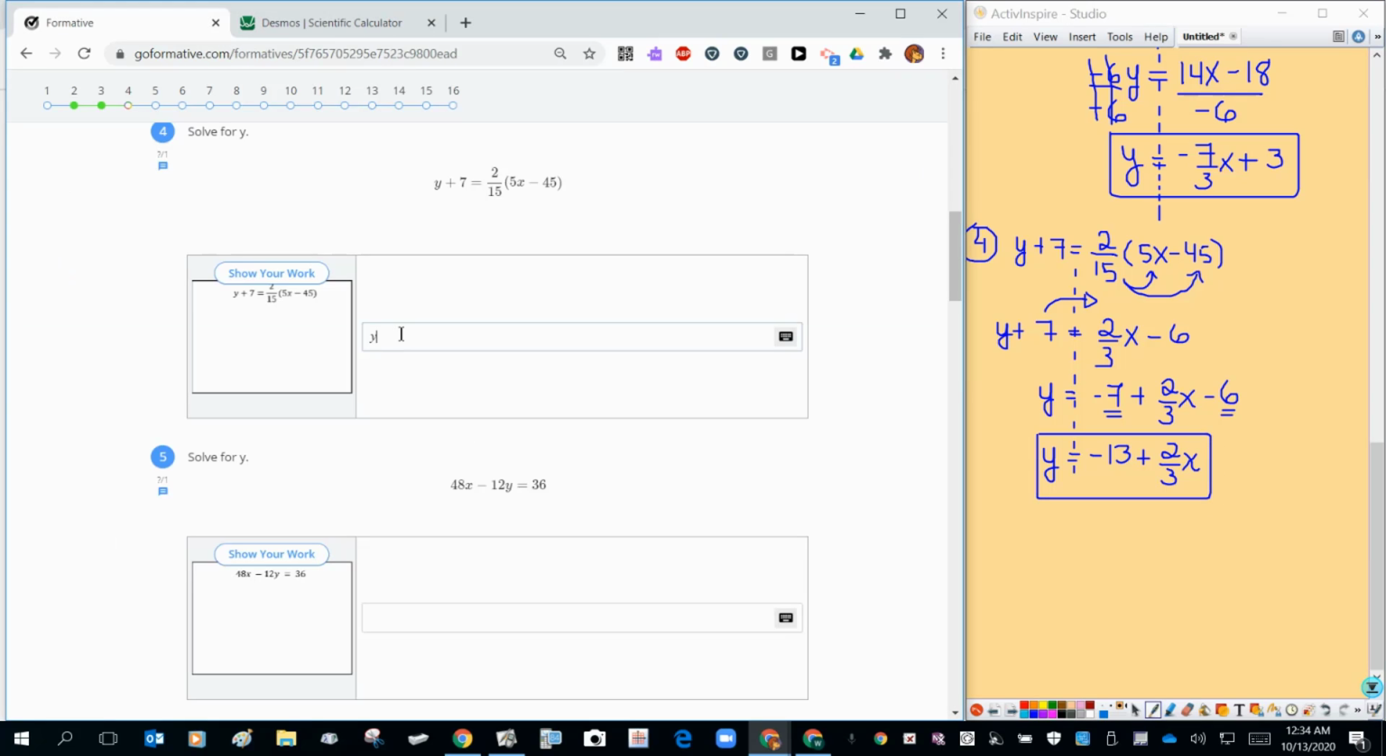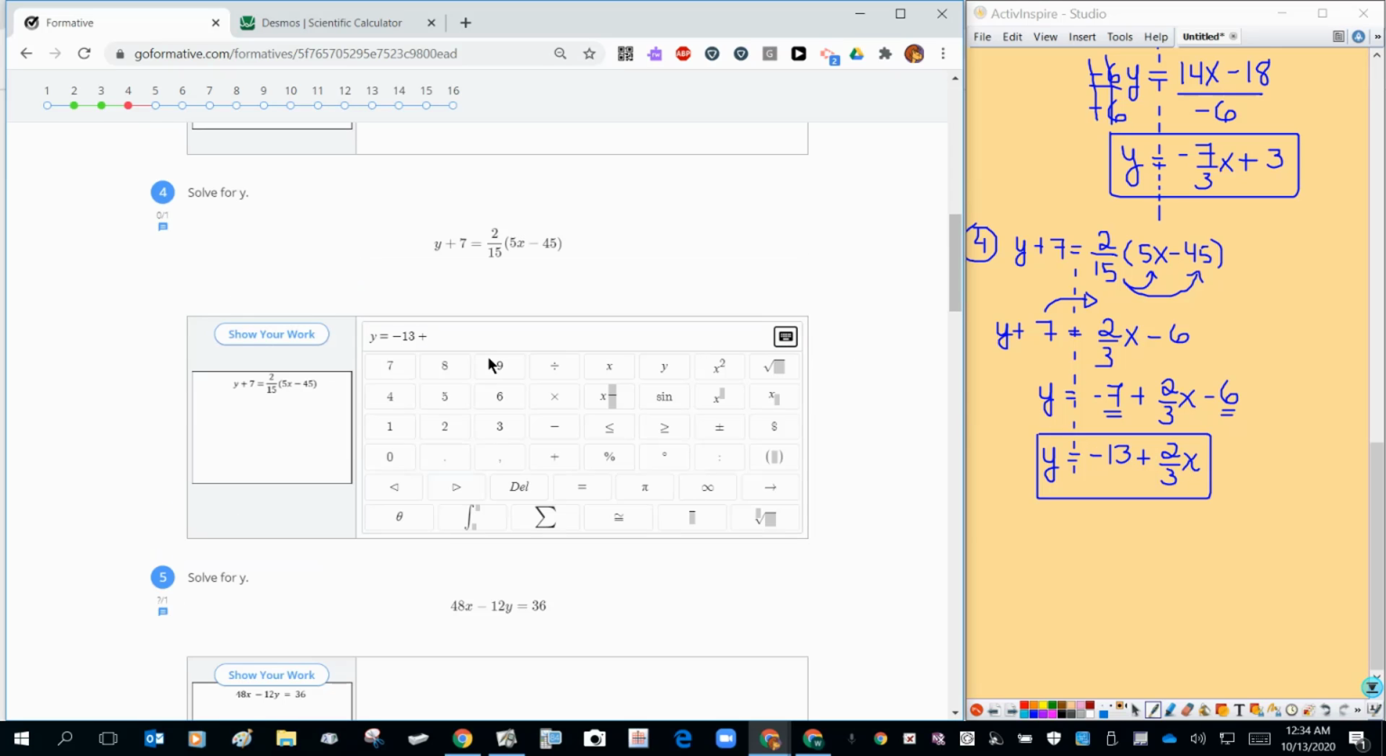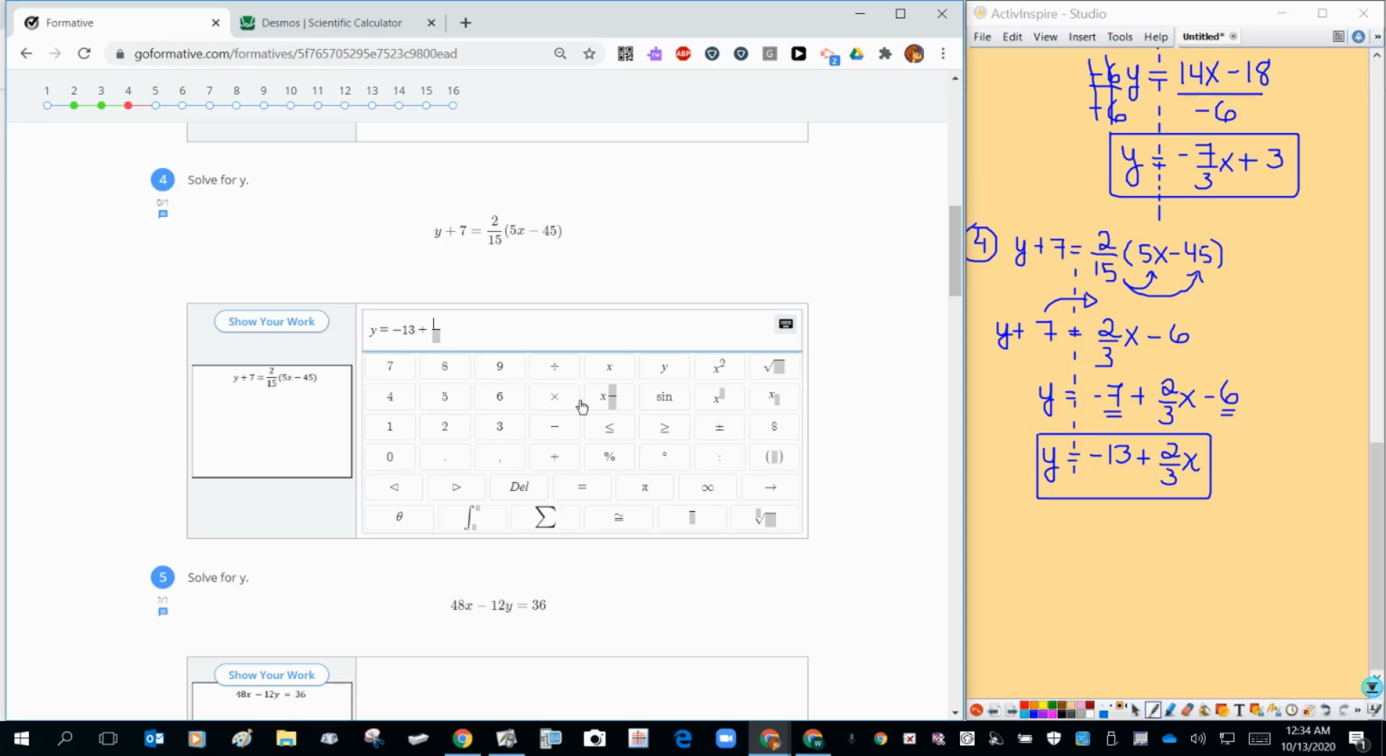Please remember, always write with the y equals first. Then we're going to write negative 13 plus, now for the fraction, we want to open this, and we want to write the x here to give us a fraction. Then we're going to write 2 on top, click on the bottom, 3, click again, and then write the x. And as you can see, we got a green light, so that is correct.